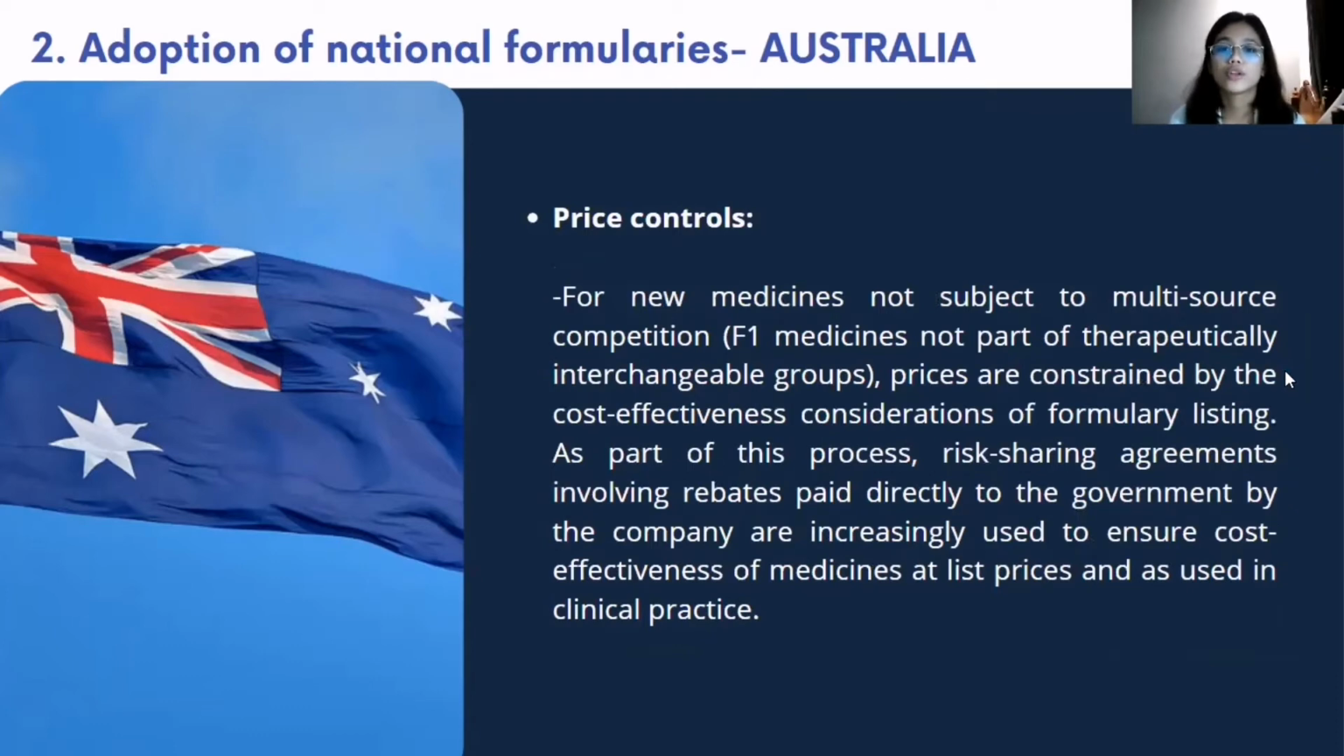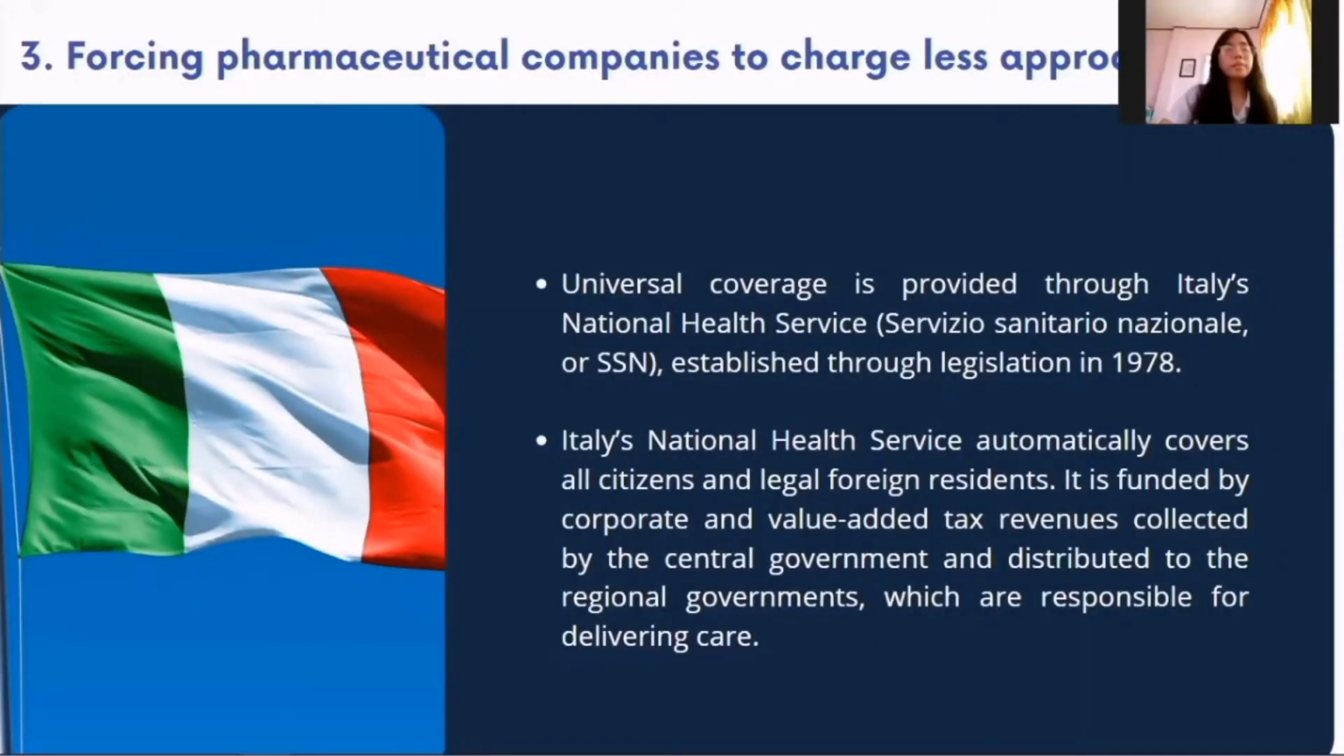In price controls for new medicine not subject to multi-source competition or F1 medicine, it is not part of the therapeutically interchangeable groups. Prices are constrained by the cost-effectiveness consideration of formulary listing. As part of this process, risk-sharing agreements involving rebates paid directly to the government by the company are increasingly used to ensure cost-effectiveness of medicine at least prices and as used in clinical practices. Forcing pharmaceutical companies to charge less: approach in country Italy.